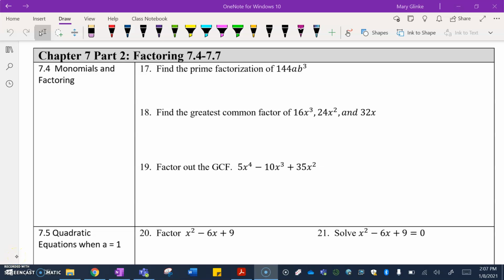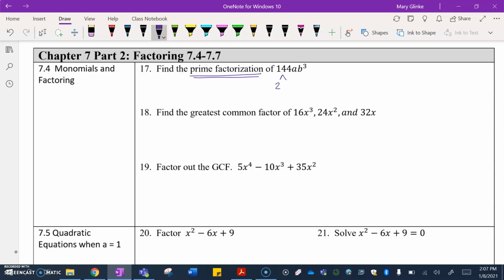Hello, today we're going to be reviewing factoring, which is chapter 7, part 2. So the first thing we did with factoring was finding a prime factorization of a number. When it says find the prime factorization, that means we want to break down our number until it's only prime numbers. So if we take 144 and keep on dividing out numbers, we'll eventually get to all prime numbers.